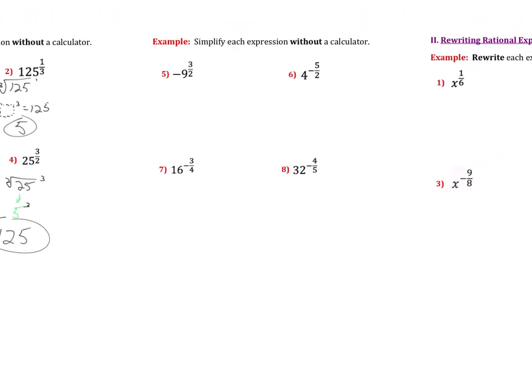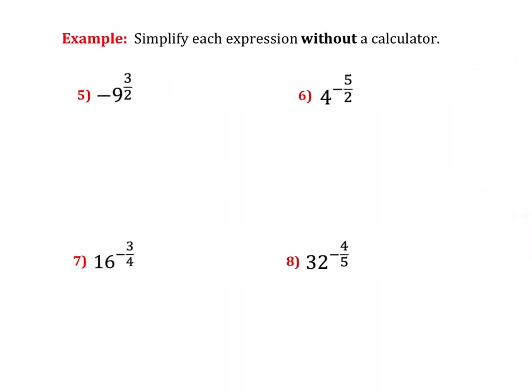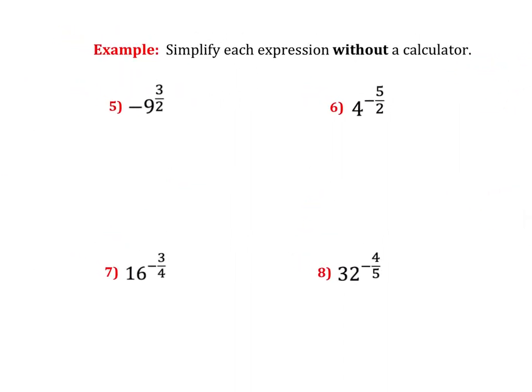All right, let's see a few more. We want to simplify again without a calculator. Number 5 here, this negative is not tucked into parentheses with the 9, so it's going to be free-floating, doing its own thing. Since it's not in parentheses, it's going to be off to the side. So this is negative square root of 9 to the third power. Well, the square root of 9 is 3 to the third power. And 3 to the third power is 27, so this is negative 27.